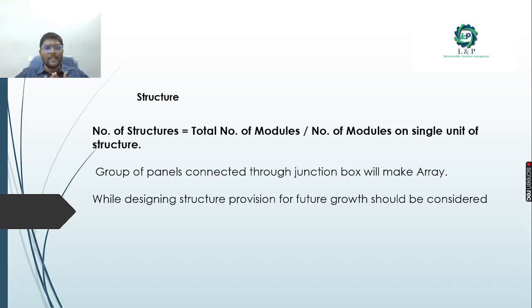Say for example, you can connect two modules in a single structure. Then say you are going to connect around 20 modules. Okay, then 20 divided by 2, so what will be the answer? 10. So it means the number of structures is going to be 10. Okay.